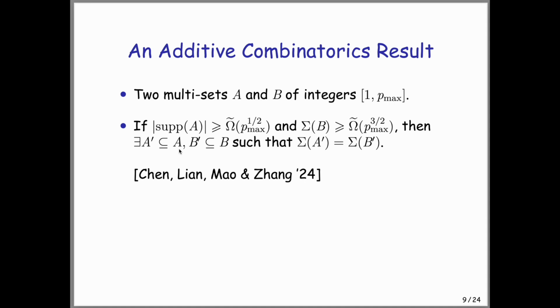To bound the contributions of some items in the set, the key technique we use is an additive combinatorial result. It was previously applied in our exact algorithms for Knapsack. Let A and B be two multisets with maximal element denoted as P. If A has many distinct elements, that is, more than the square root of P, and the total sum of B is big enough, that is, more than P to the power of 3/2, then there exist subsets in A and B whose total sums are equal.